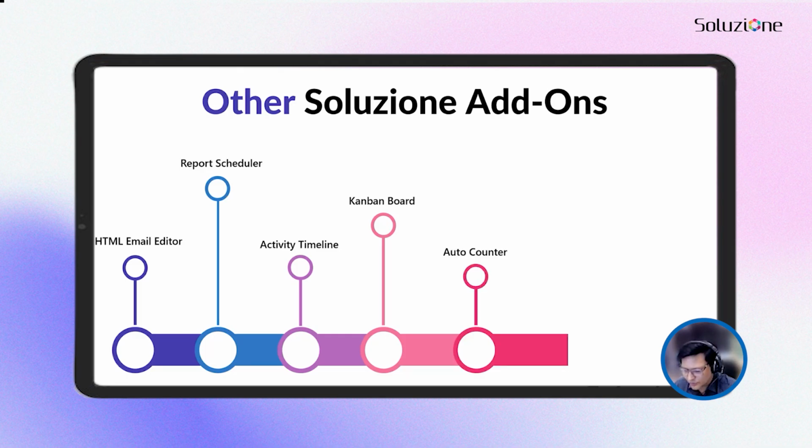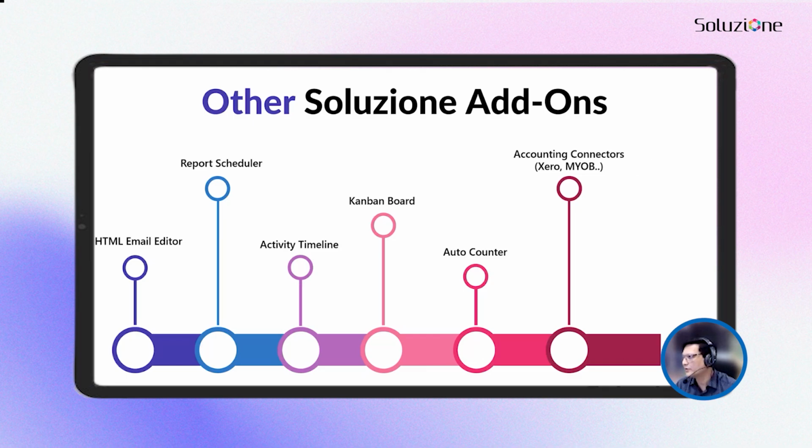Auto counter. So auto counter again is an add-on with complicated rules and features with which you can generate auto counters based on your particular requirement. Again, surpasses the standard out of the box auto counter feature.